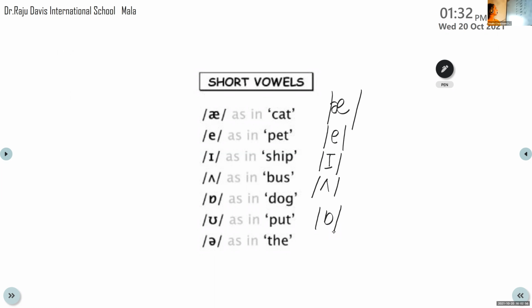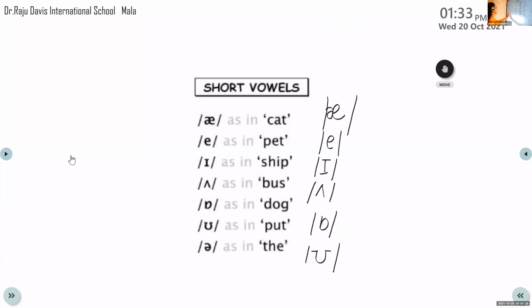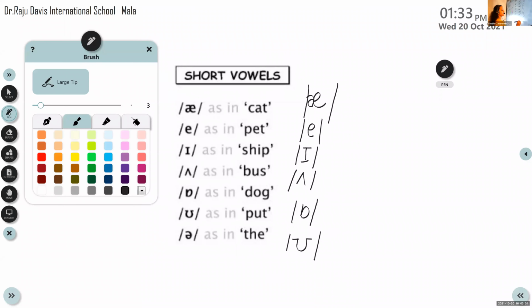What do we pronounce the seventh one? Let's finish the fifth, sixth, and then we'll go to the seventh. And seventh is schwa. That's the schwa sound. You shouldn't be asking me the schwa sound because every time I repeat the sound. Then the next one is the short oo sound. And the last is the schwa sound.